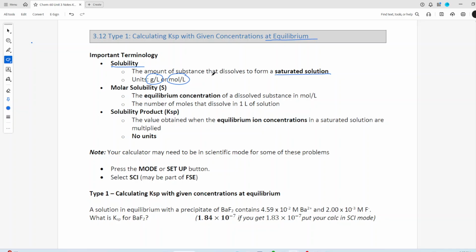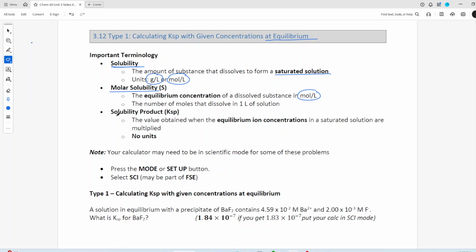Now, if they specifically want molar solubility, they can actually ask for it. So instead of just using the word solubility, they can use the word molar solubility, and this will be the equilibrium concentration of a dissolved substance in moles per liter. So it's the solubility in moles per liter, right? It's no different. It'll be the number of moles that dissolve in 1 liter of a solution.